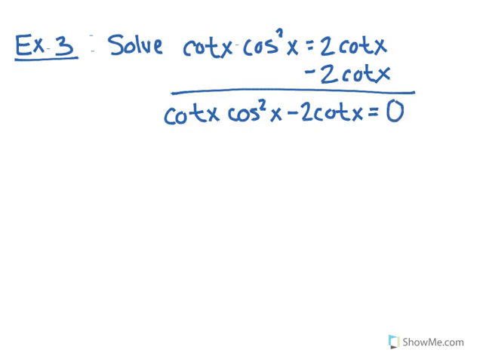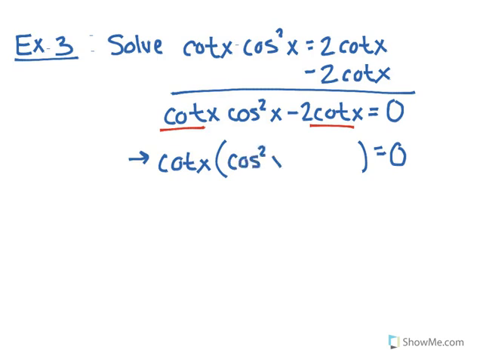The reason why this is helpful is because now I have cotangent here and cotangent here, and I can factor that out. So we're going to say they have a cotangent x in common, and this is where I'm going to open my parentheses. So I need cotangent x times cosine squared x to give me the first full term here, minus 2.